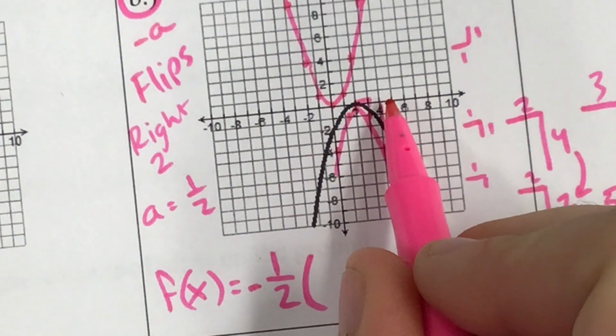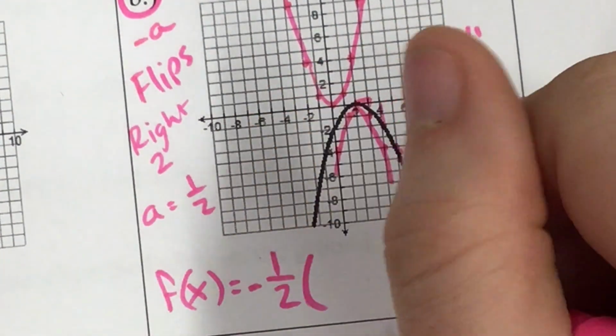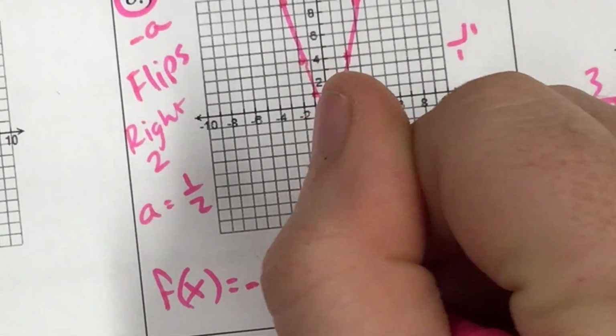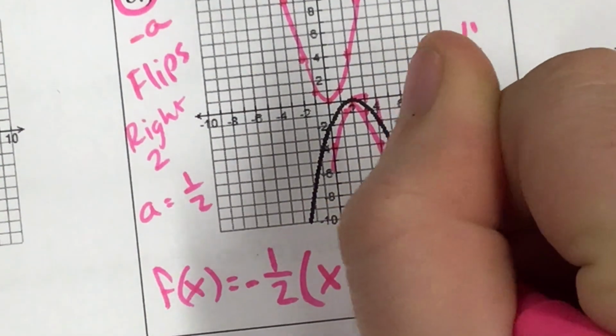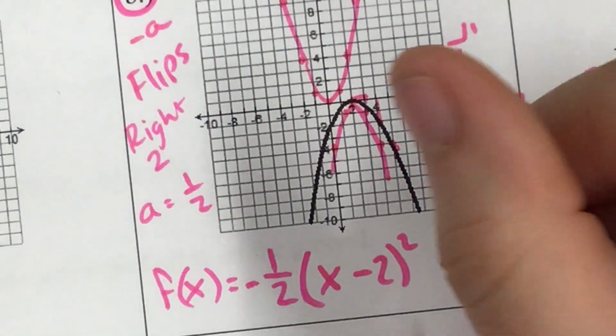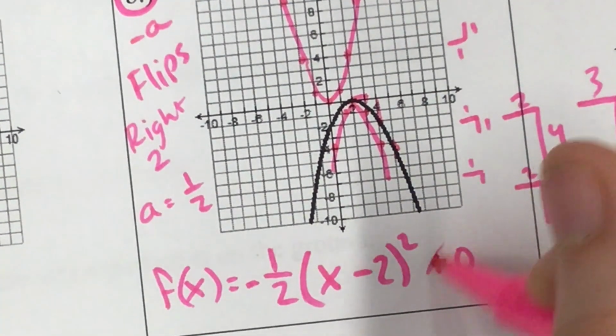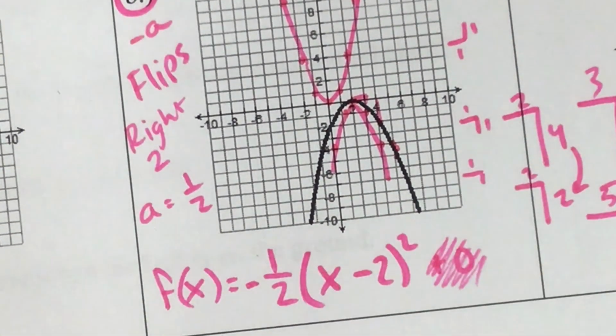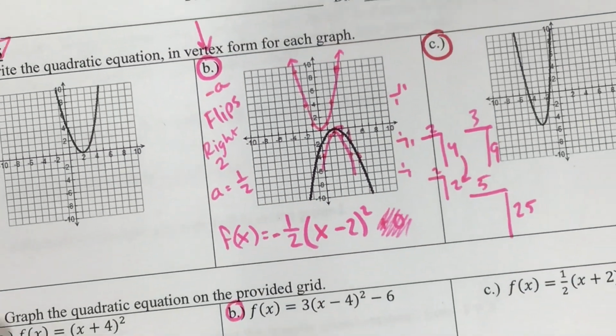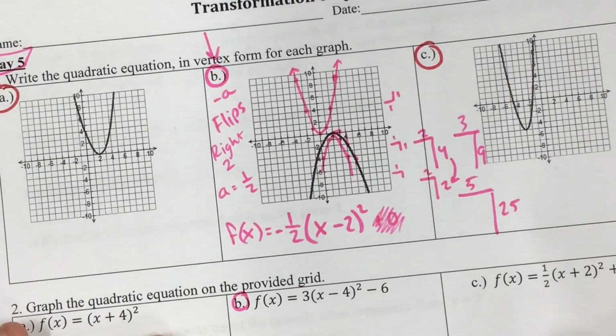My x moves to the right 2, so that means my h is going to be subtracting. And it doesn't move up or down at all, so I could put +0 if I want to. But we know that if it's +0, we don't really need to include that. So there's our function for this one. Let me zoom out a little bit so you can see everything that I was doing.